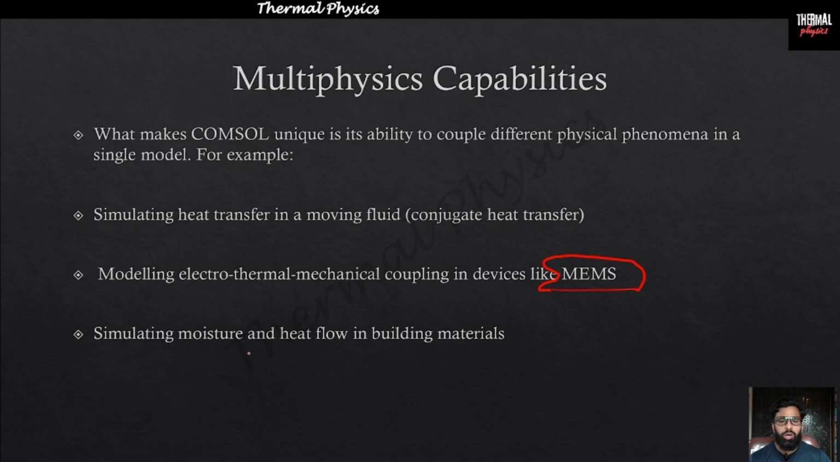We can simulate moisture and heat flow in building materials. In building materials, we want to simulate moisture transfer and heat flow together. So moisture transport physics is involved, heat transfer is involved, or even we can study the airflow as well with it. So a third physics, the fluid flow, is also involved. So COMSOL Multiphysics has multiphysics capabilities which we can solve very easily because the software couples those physics together very easily.